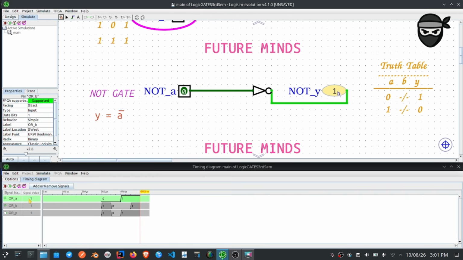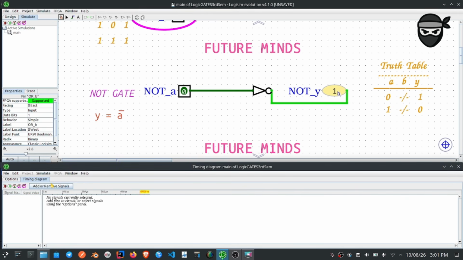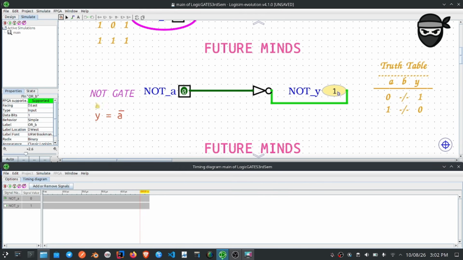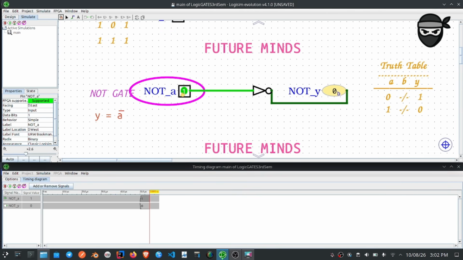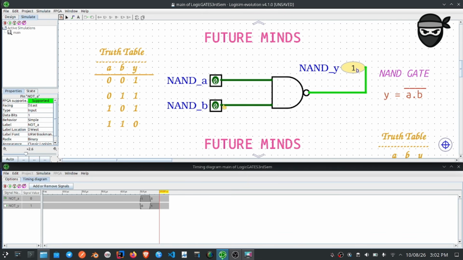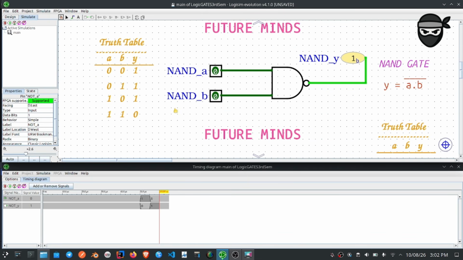Now taking the pins for the NOT gate, and toggling them, you can observe the timing diagram of both the pins. Next, we will see that of the NAND gate.